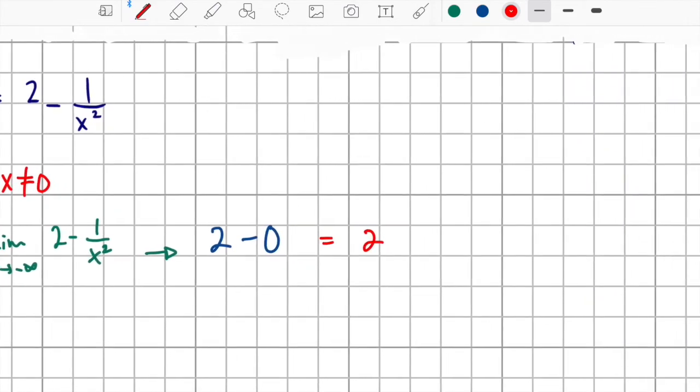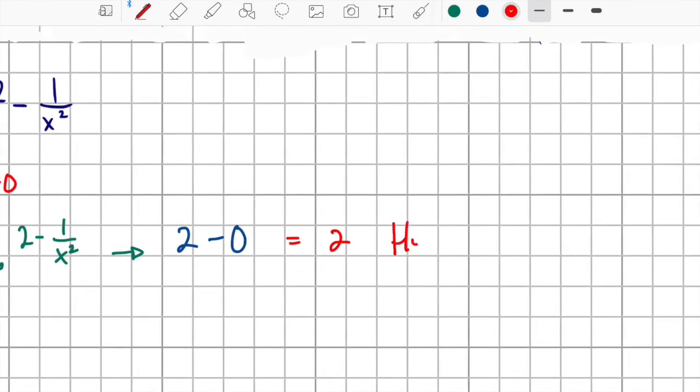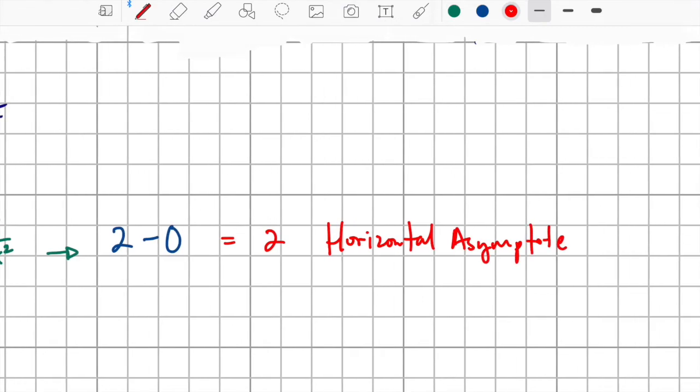So the limit of this function is just 2. That means we have a horizontal asymptote. Horizontal, because it's a constant, horizontal asymptote at y equals 2.